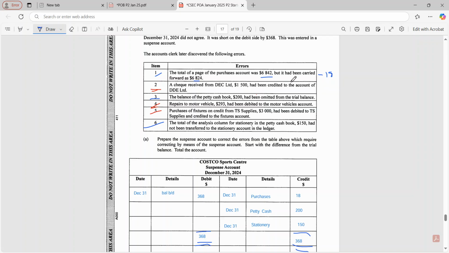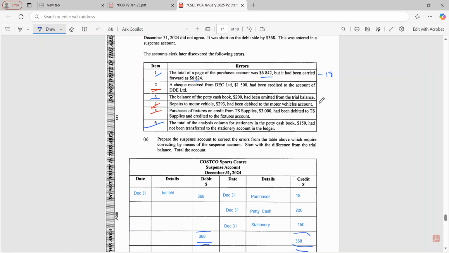All right. A check received from DEC Limited, $1,500 had been credited to the account of DDE Limited. No, this does not affect profit. And why it doesn't affect profit? Because this is a supplier account. All right. Suppliers are not found on your income statement. They are found where? On your balance sheet. All right. The balance of a petty cash book, $200, had been omitted from the trial balance. Do we find the petty cash in our income statement? No. Good.